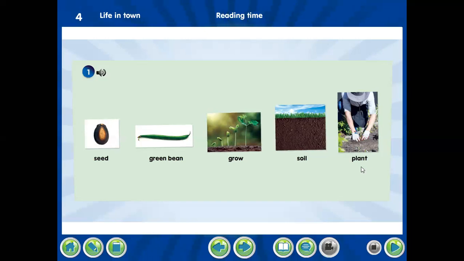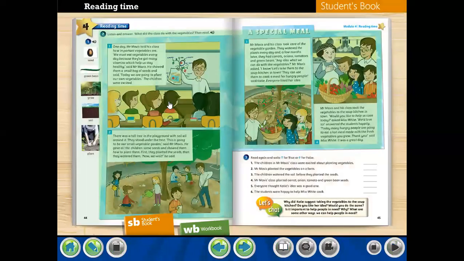And finally, plant. Plant has two meanings. Plant like this and the action. For example, the woman is planting a tree. One is an action and the other is a noun, the plant. Okay? Now, pay attention please to the story to answer some questions, okay?